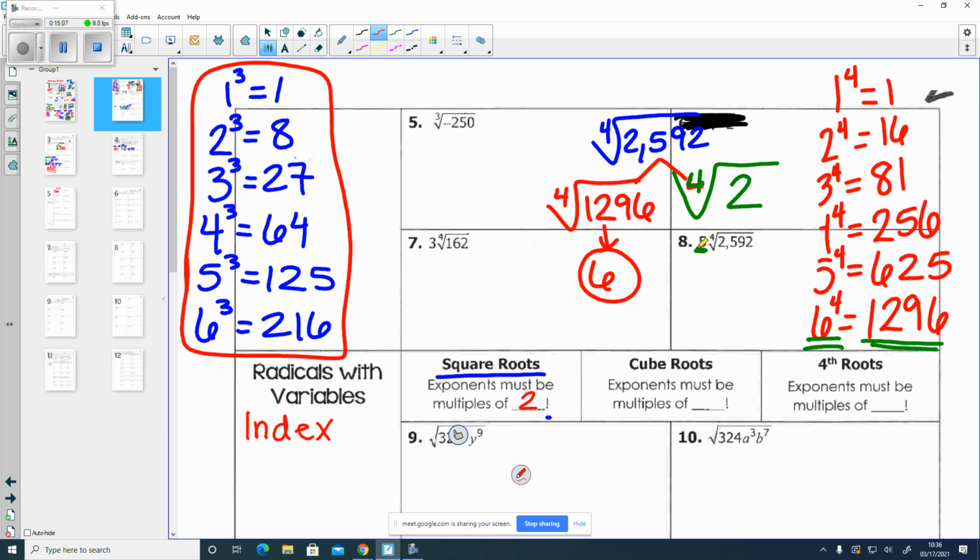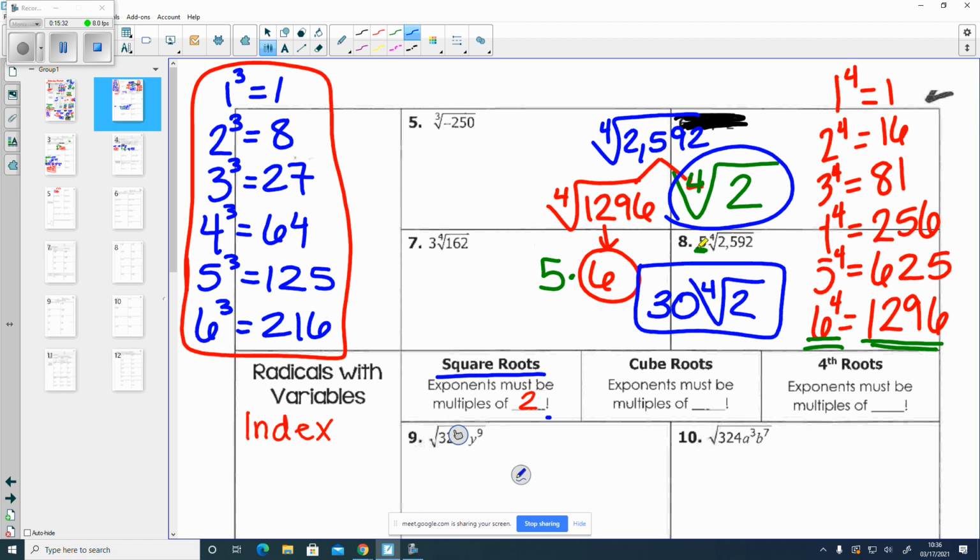Okay. Was there a number in front to start with? Yes. What number was in front? So you times this by 5. And then we'll still have this guy also. So 5 times 6 is 30. And then we still have a 4th root of 2. And so that's your final answer.